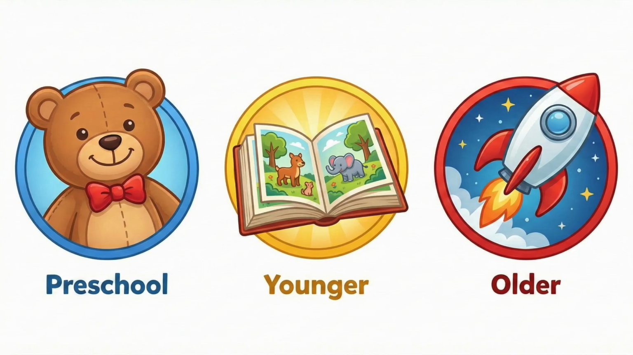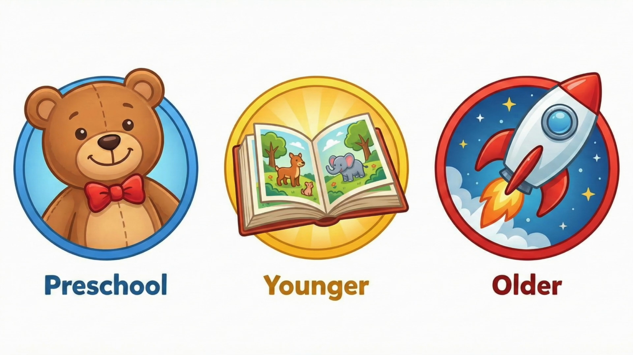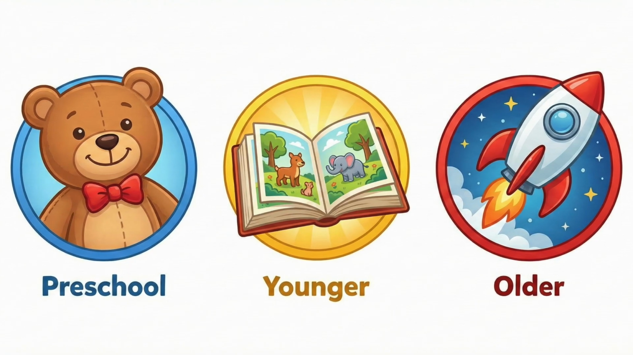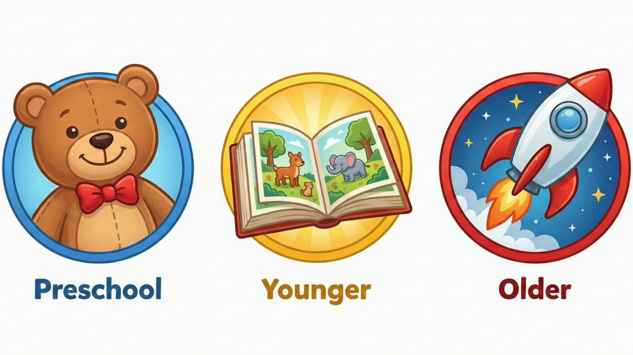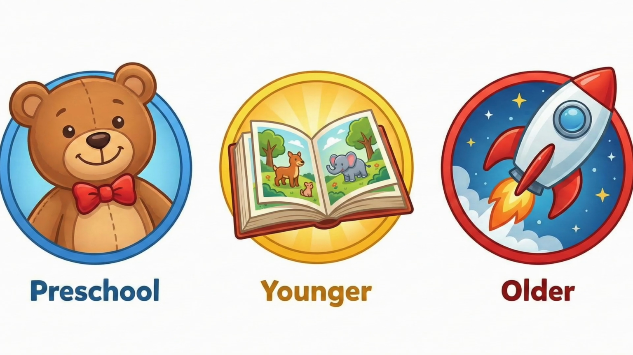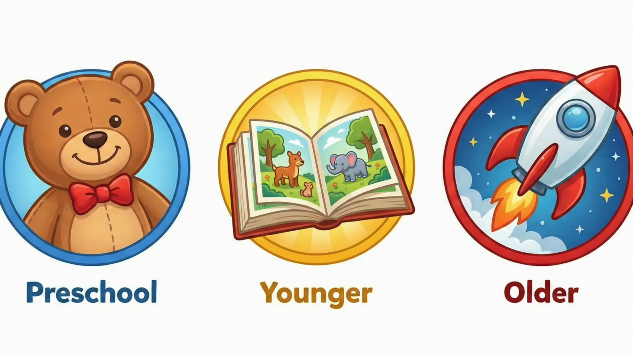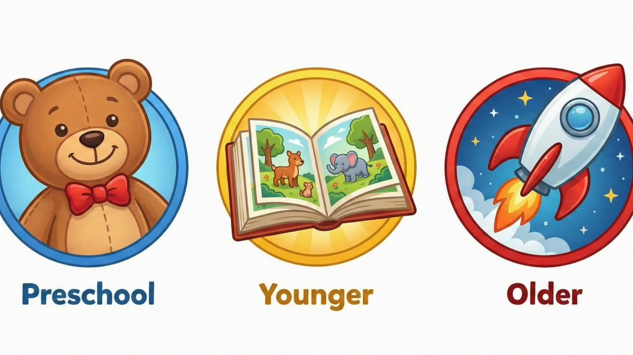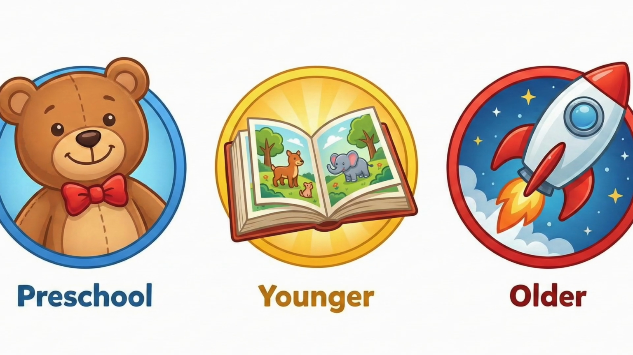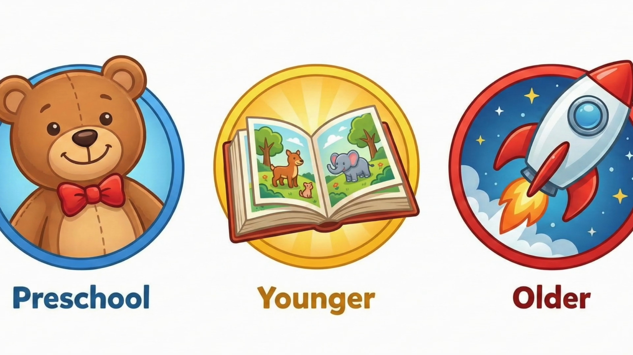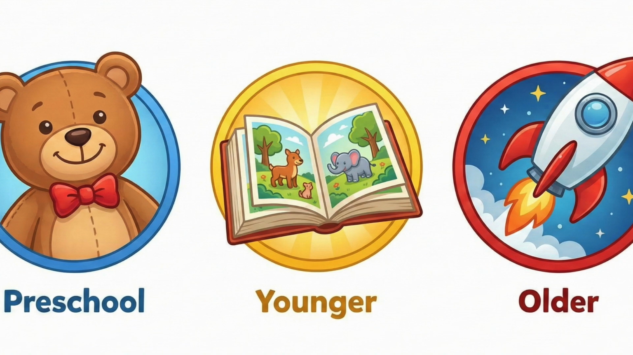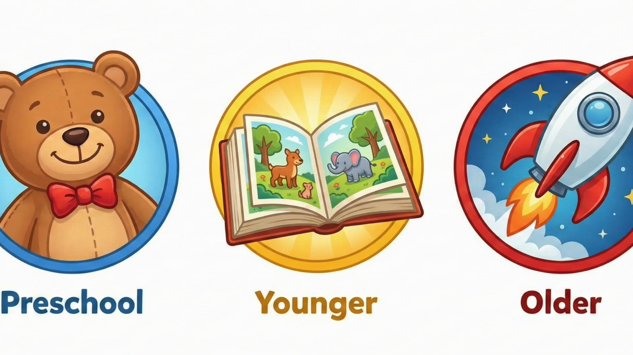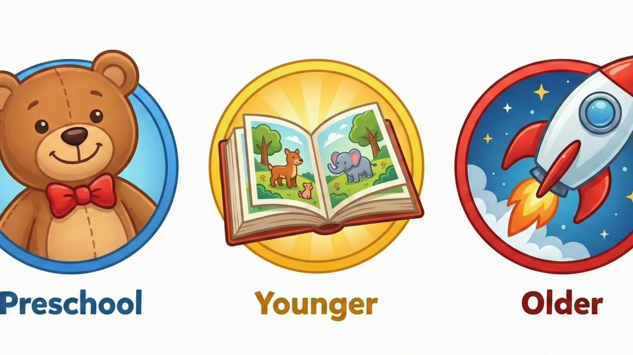3. Choose the right YouTube Kids age group inside YouTube Kids. Choose your child's age group. Preschool, 4 and under: only gentle learning-focused content. Younger, 5 to 7: stories, shows, animals, science. Older, 8 to 12: more independence, but still kid-safe. Make sure it matches your child's maturity level, not just age.